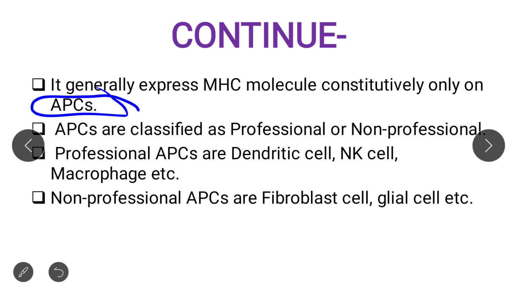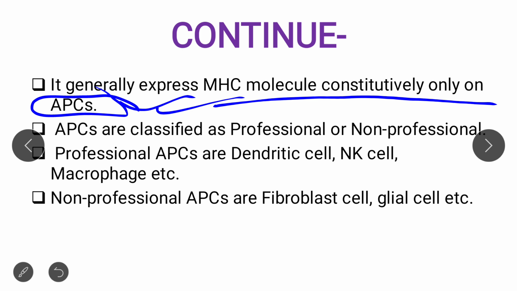Now next, class 2 MHC generally is expressed on APCs, that is antigen presenting cells. It generally expresses MHC molecule constitutively on APC. How APC work, how the presentation is done by the APC through the MHC molecule, the whole detail of APC I will teach you in tomorrow's class, so that you get a clear idea about the processing and presentation of APC.